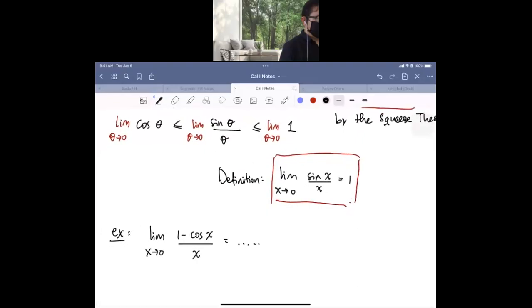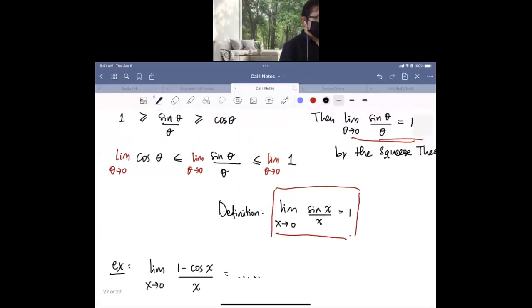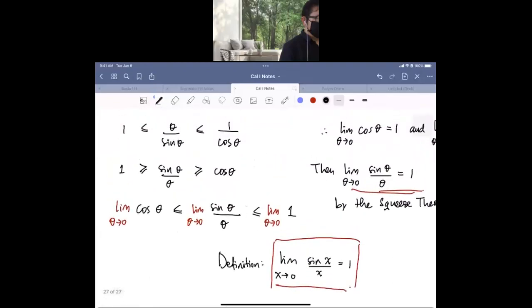Do you still need to write the above page, or is it okay? Do you still need to write this part? No.